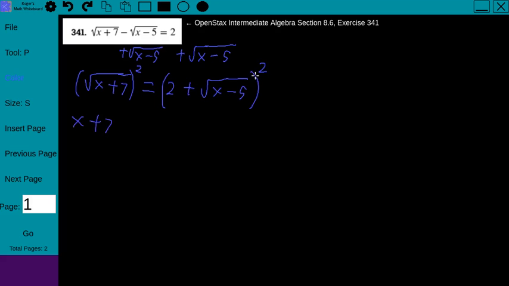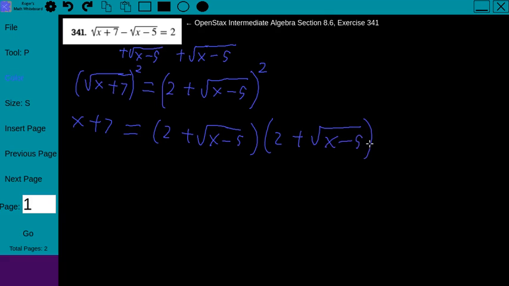I've seen a lot of students think that the 2 just applies to this and to this. It doesn't work that way. What you actually have here is FOIL. So you have to write this out twice and multiply each one of the terms together. So it's going to be a long thing here. We're going to have 2 plus square root of x minus 5 times 2 plus square root of x minus 5.